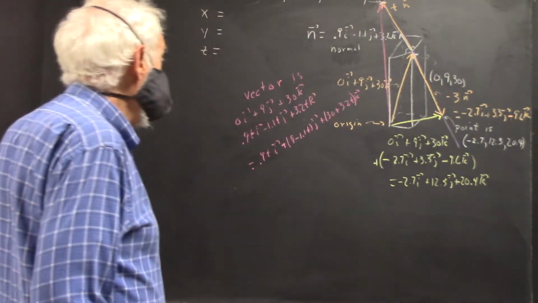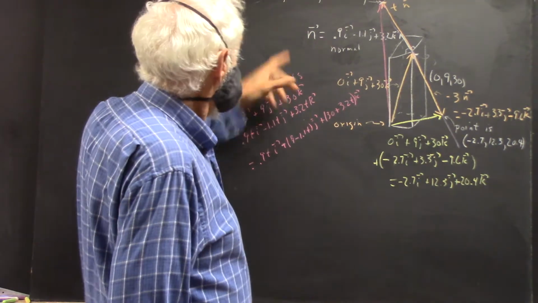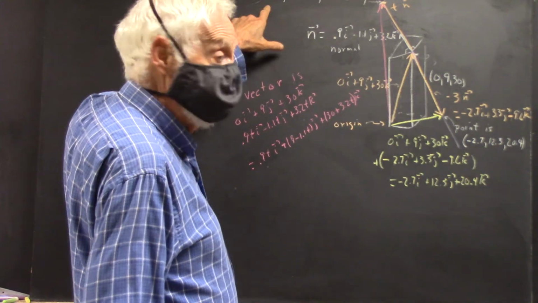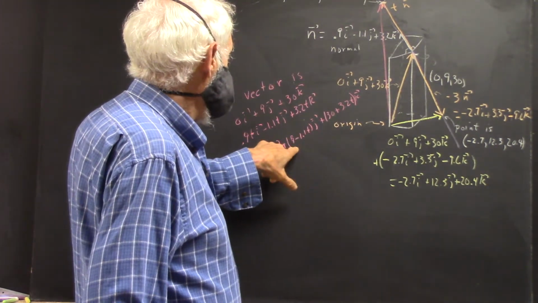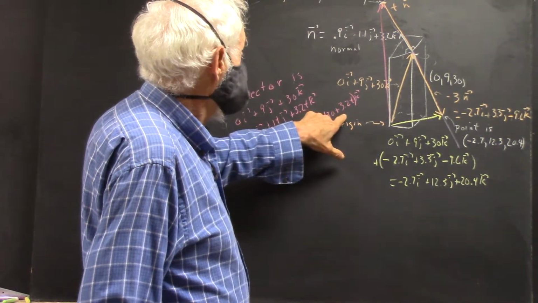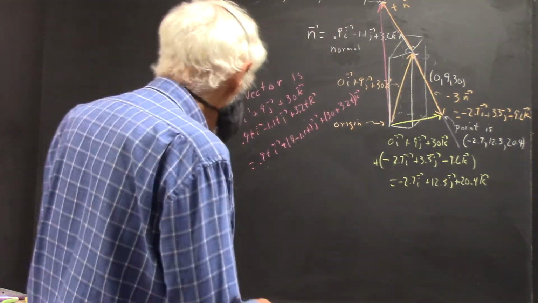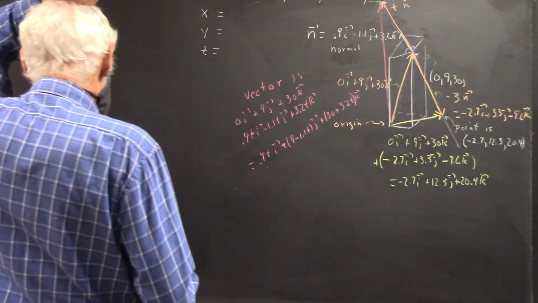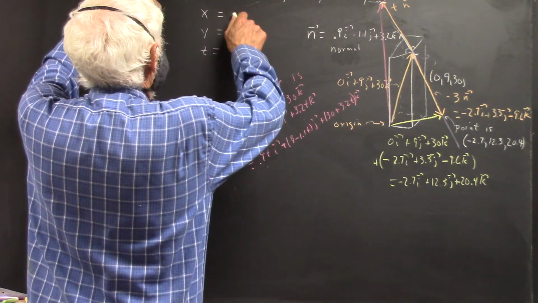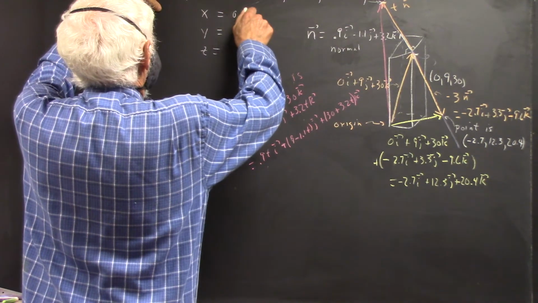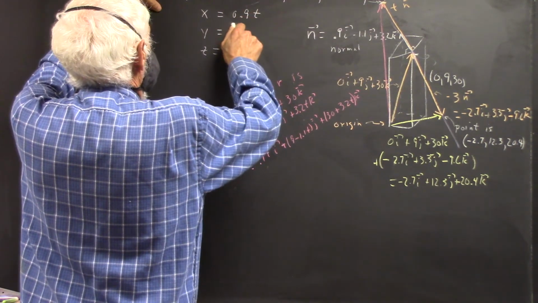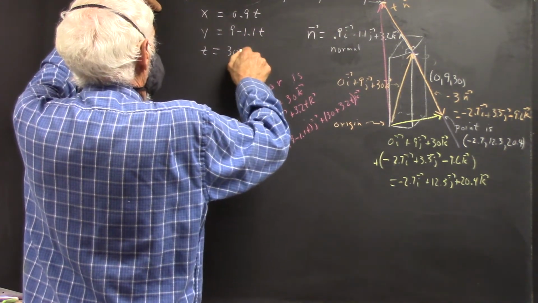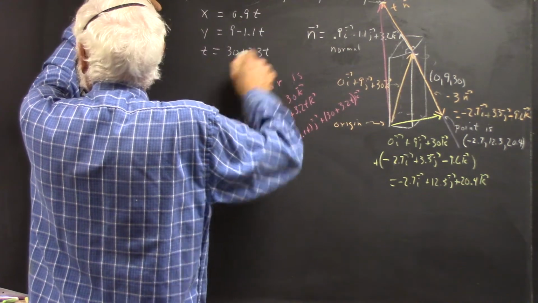There it is. Leading us to the point, the x-coordinate is going to be 0.9t, y-coordinate is going to be 9 minus 1.1t, z-coordinate 30 plus 3.2t. So, that's it. We can write this as x equals 0.9t, y equals 9 minus 1.1t, z equals 30 plus 3.2t.